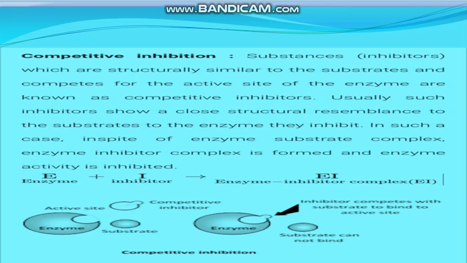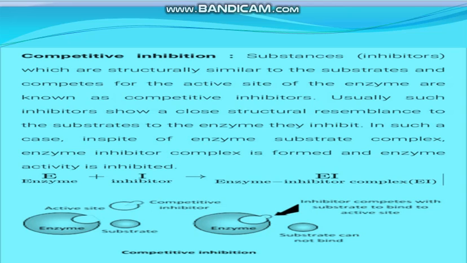In such a case, in spite of an enzyme substrate complex, an enzyme inhibitor complex is formed and enzyme activity is inhibited. It means the enzyme reacts with the inhibitor and then an enzyme inhibitor complex is formed in place of the enzyme substrate complex. So, this is the diagram which shows the competitive inhibition.